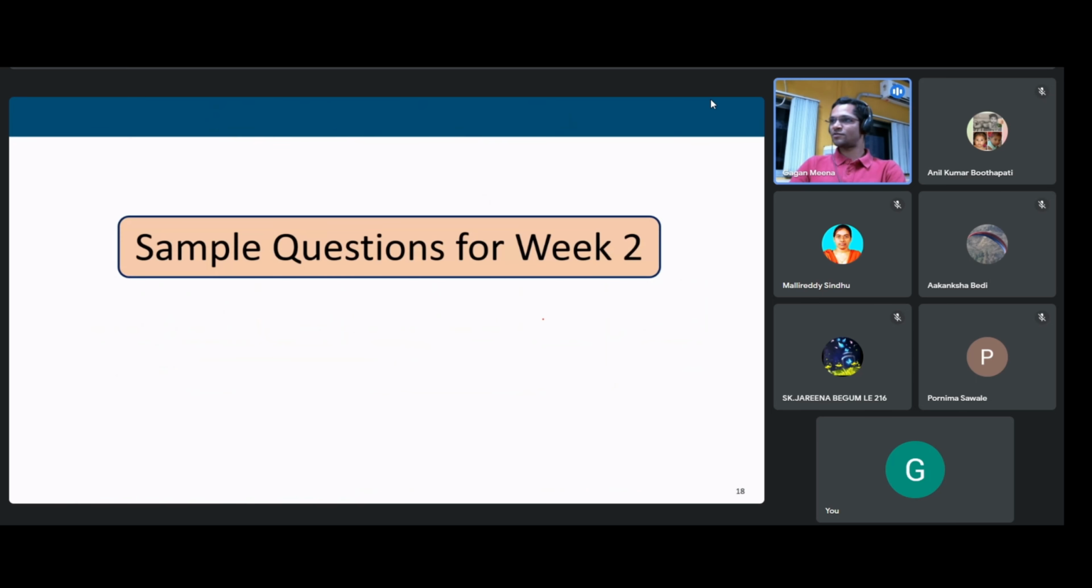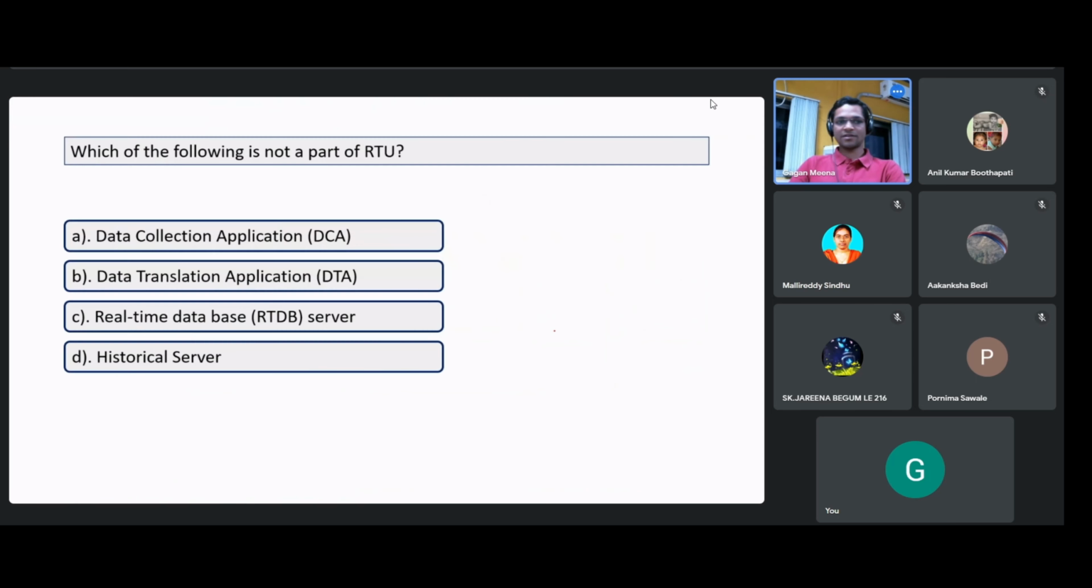Now let us move to questions for week 2. The first question is: which of the following is not a part of the remote terminal unit or remote telecontrol unit? What is the answer? We already discussed this in the previous slides, and you have also gone through the lectures. Who would like to answer?